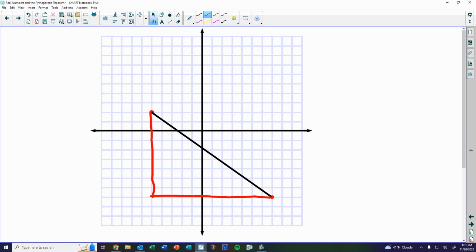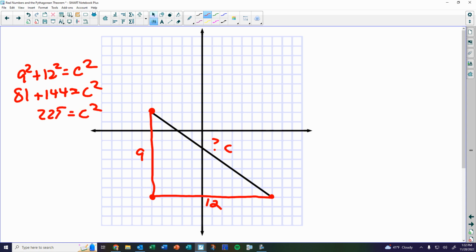Okay, so the distance from here to here is what? 9? Yep. And the distance from here to there is 5 and 7 is 12, right? So again, this is the longest side. There's your C. So 9 squared plus 12 squared equals C squared. Well, 9 squared is 81. 12 squared is 144. And when I add them together, I get 225.